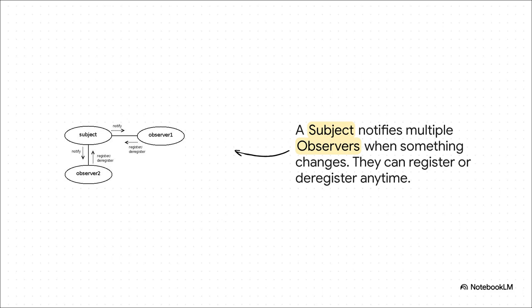Visually, it's really this simple. You've got a central object, we call it the subject. Then you have other objects, which we call observers. And they basically raise their hand and say, hey, I'm interested. They register with the subject. Then, when something important happens, the subject just sends out a notification to everyone on its list. And the really cool part? Observers can subscribe or unsubscribe whenever they want.